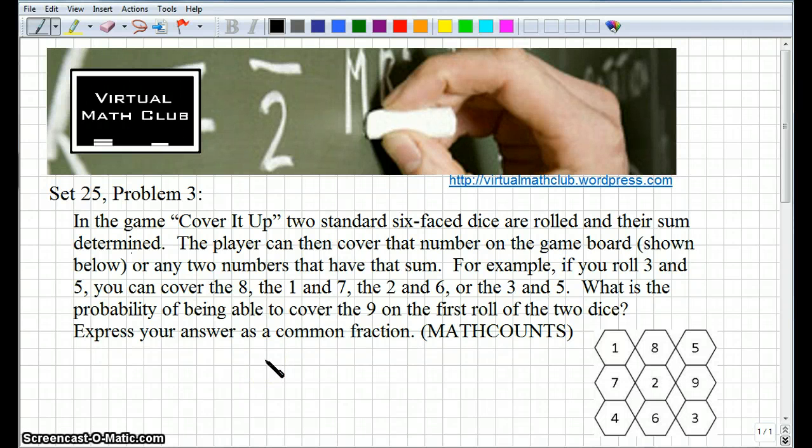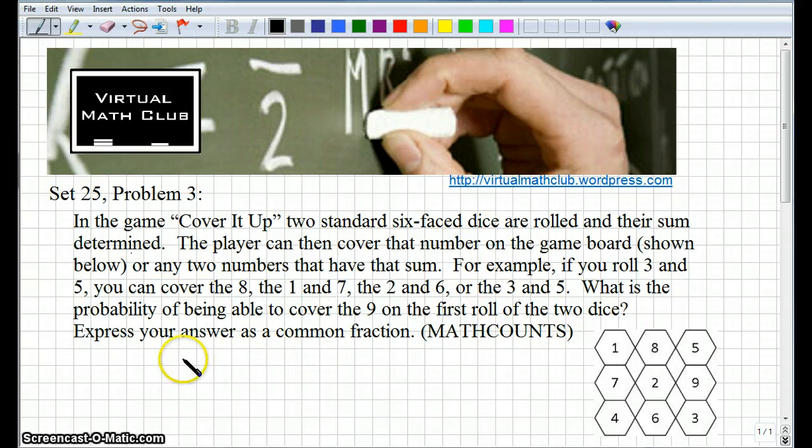Alright, problem number 3. In the game, Cover It Up, you roll 2 standard 6-sided dice, and then you add up the score, or add up the 2 numbers that come up. And you use that sum to cover up numbers on the game board, shown down here. So for example, if you roll a 5 and a 3, that makes 8, and you can either cover the 8, or you can cover the 1 and the 7, or the 2 and the 6, or the 3 and the 5. And the question is, what's the probability of being able to cover the 9 on the first roll of the 2 dice?